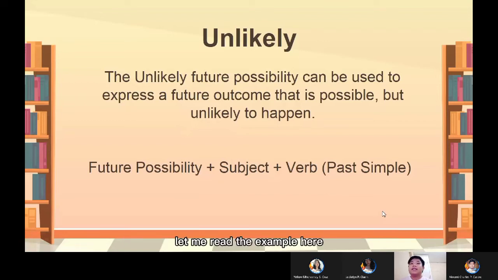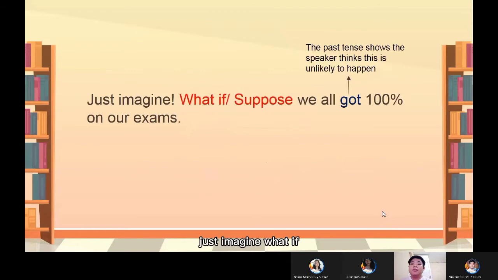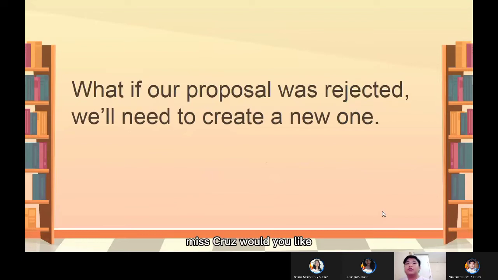Let me read the example here. Just imagine, what if or suppose we all got 100% on our exams? The past tense got shows the speaker thinks this is unlikely to happen. I have here another example. Miss Cruz, would you like to read it for me?